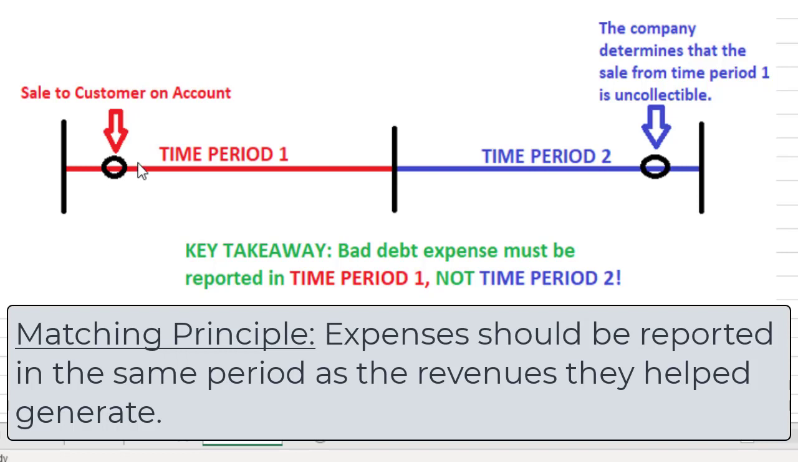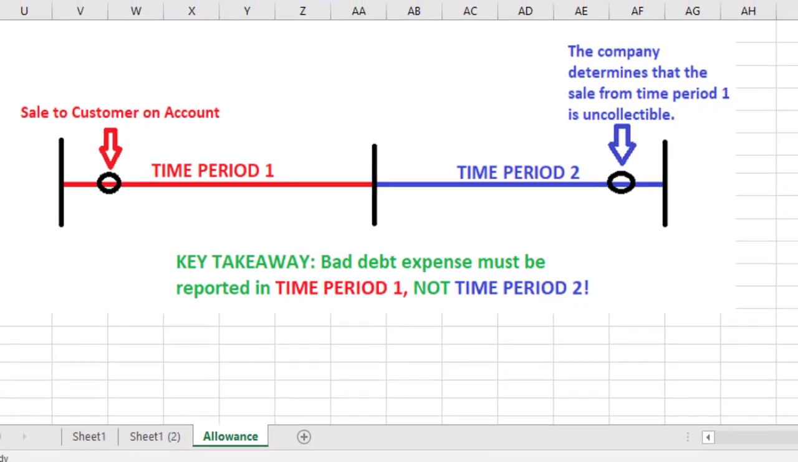So therefore, what a company is usually going to do is they're going to estimate their bad debts in the time period of the sale. So usually at the end of that period, we're going to estimate the bad debts that are going to happen in time period 2 or even into future time periods potentially, and report that expense in time period 1. So the key takeaway is that bad debt expense should be reported in time period 1 when the sale was made and not in time period 2 to be consistent with the matching principle.